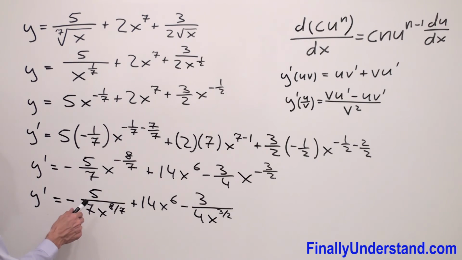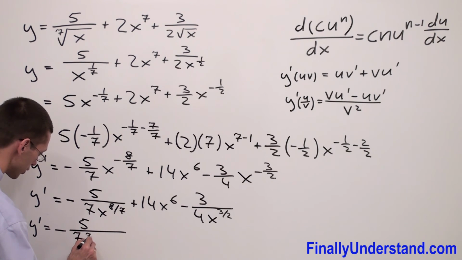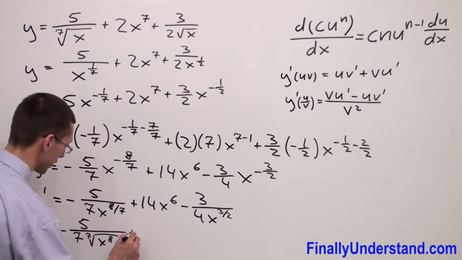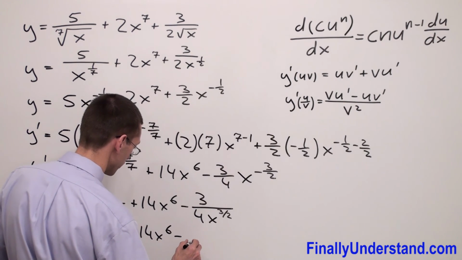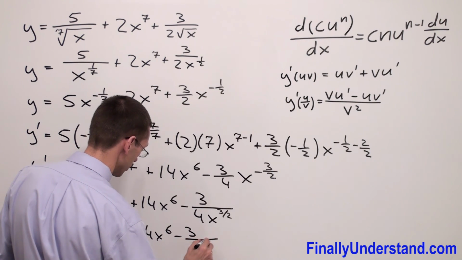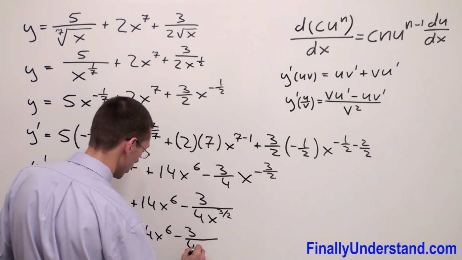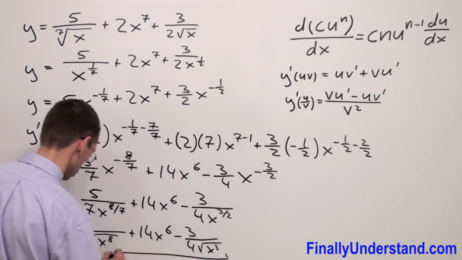Next, I'm going to convert the fractional exponents to the radicals. So if y prime is equal to negative 5 over 7, and I have the 7th root of x raised to the 8th power, plus 14x to the 6 minus 3 over 4, and I have the square root of x to the 3rd power. And this is my solution to this problem.